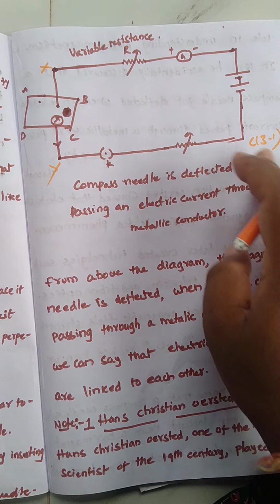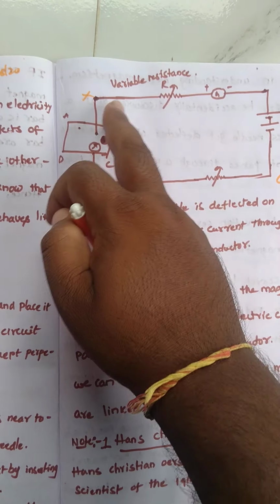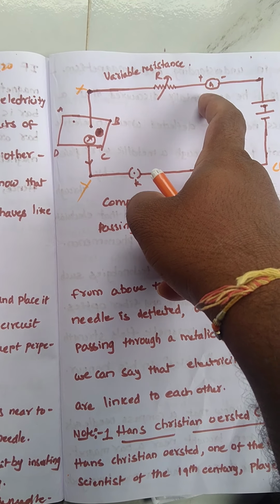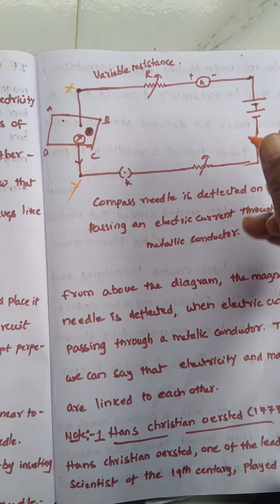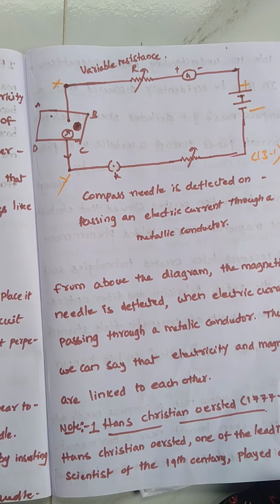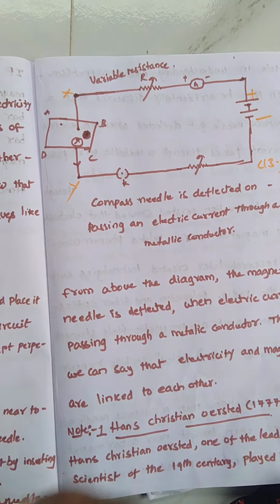See, here I am taking a compass needle and a copper wire, right? And it is connected to the variable resistance. It is connected to the ammeter, which measures the current, and it is connected to the battery, with positive and negative terminals, right? And it is connected to a plug key, and it is also connected again to the variable resistance.